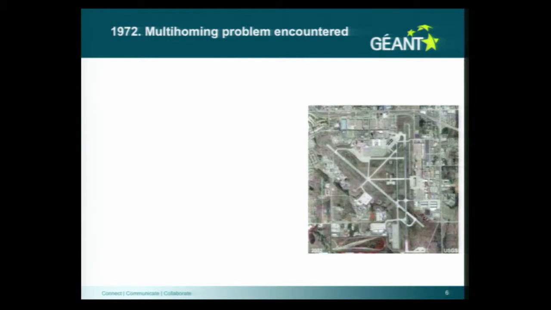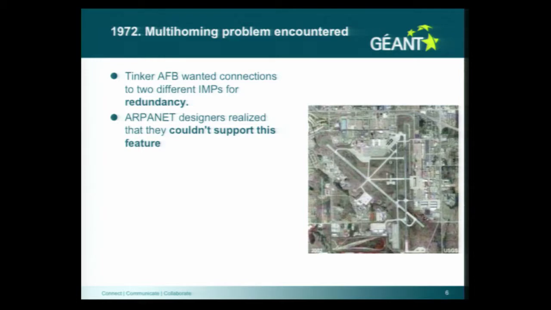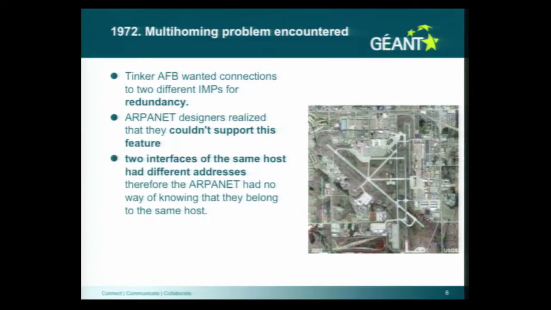And in '72, they found one of the first problems, multi-homing. There was Tinker Air Force Base. They wanted connections to 2 different IMPs, the Internet Message Processors, which were the routers, for redundancy. So they wanted just a multi-homed connection. And the ARPANET guys thought, oh, we cannot support this, because we have 2 interfaces in that machine. They have different addresses. There's no way that we can know that they belong to the same host, at least not intrinsically. So we have to build some stuff on top of that. So they thought, okay, we should route to the nodes, not to the interfaces, but let's leave this for future work. It's not that important right now.